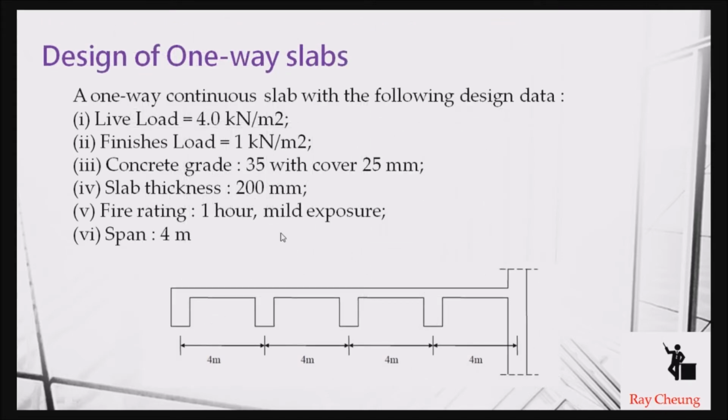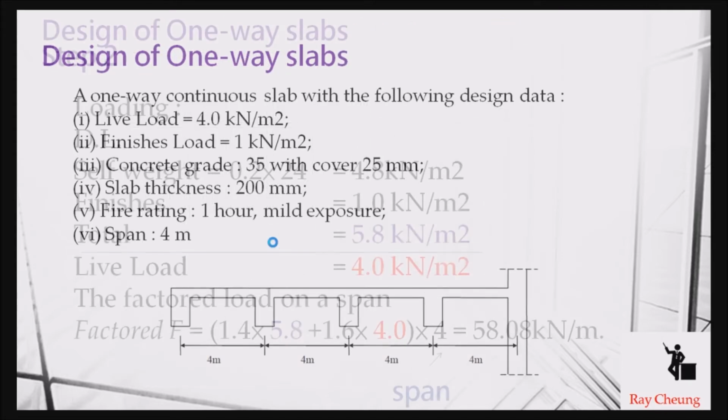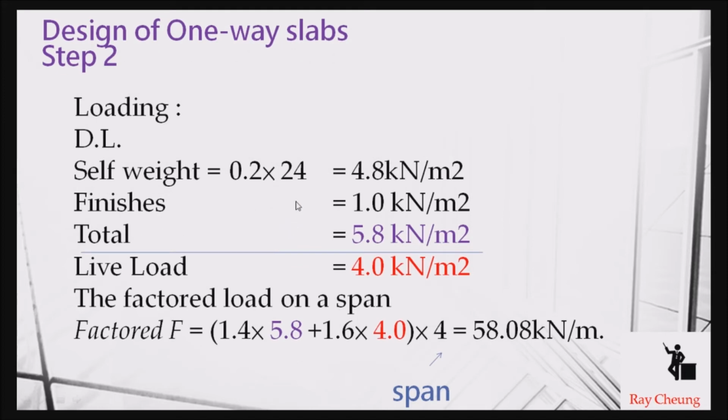And this is a given example, with the parameters given. The first step, you need to understand the self weight is the thickness multiplied by the density, and then you can find out the total dead load, and the live load is given. We just multiply by the factors 1.4 and 1.6, and then you can find out the factored load.